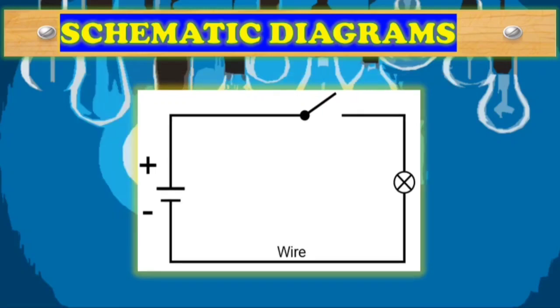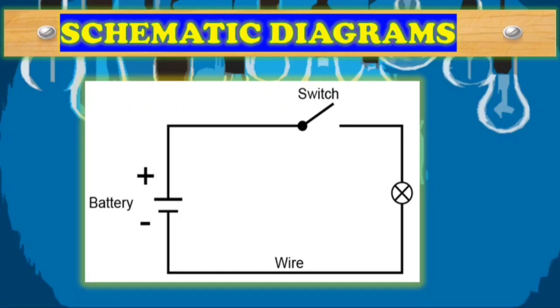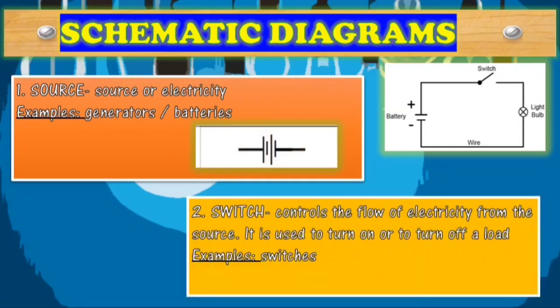We have the following symbols. We have the wire, the battery, the switch, and the bulb. So for the source of electricity, examples are generators or batteries. We have these symbols. Number two, the switch.